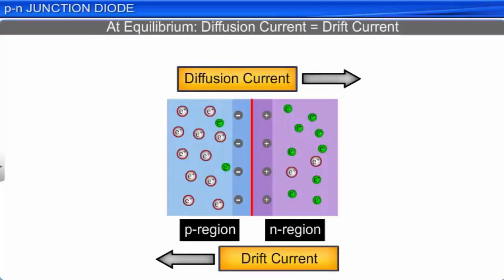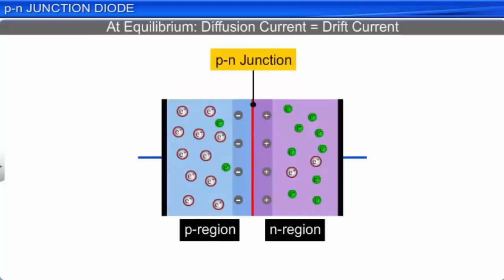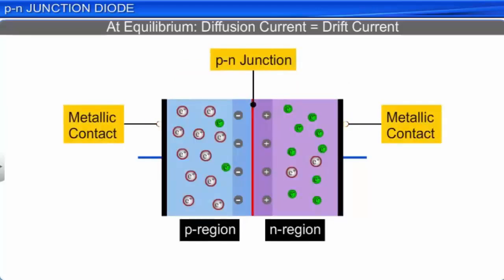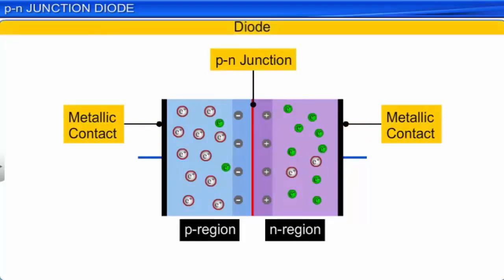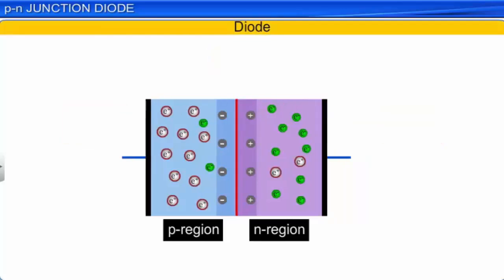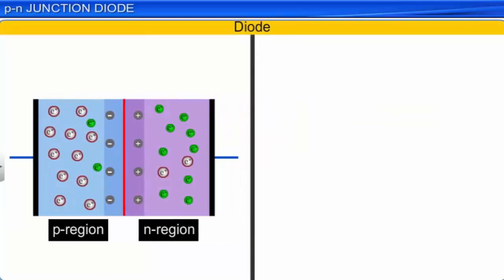A p-n junction with metallic contacts provided at its ends forms a basic semiconductor device called a diode. A diode is represented by the symbol shown here. Semiconductor diodes are the fundamental components of most of the electronic gadgets we use in our daily lives.